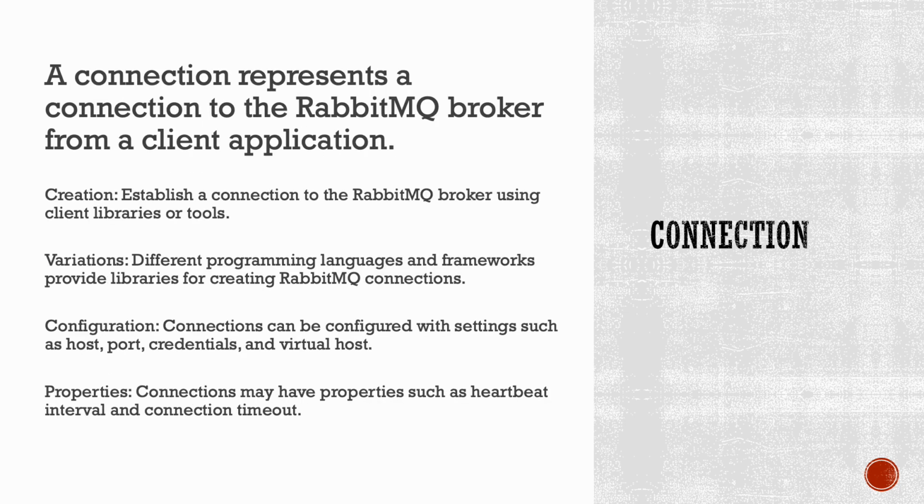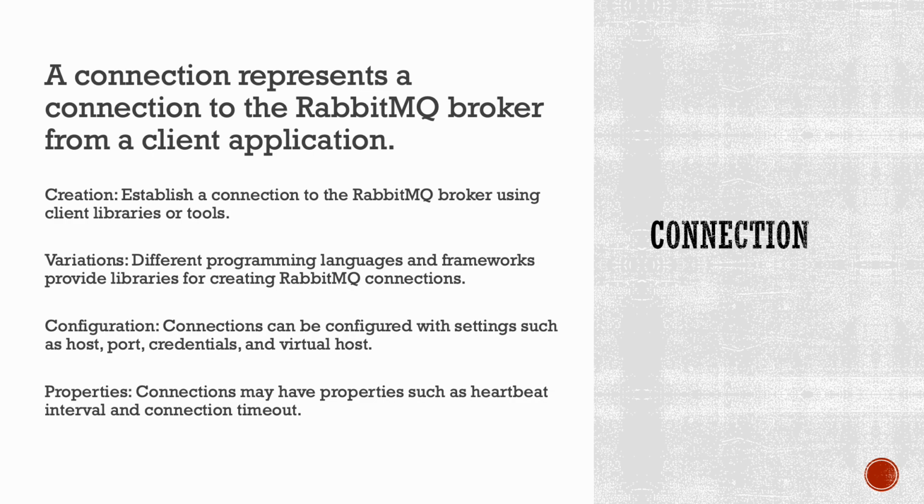A connection represents a connection between a client application and the RabbitMQ broker. Here are the key points to understand about connections. Creation. To establish a connection, client applications use RabbitMQ client libraries or tools that provide connection capabilities. Variations. Different programming languages and frameworks have their own libraries for creating connections to RabbitMQ. This allows developers to choose the most suitable library for their application.